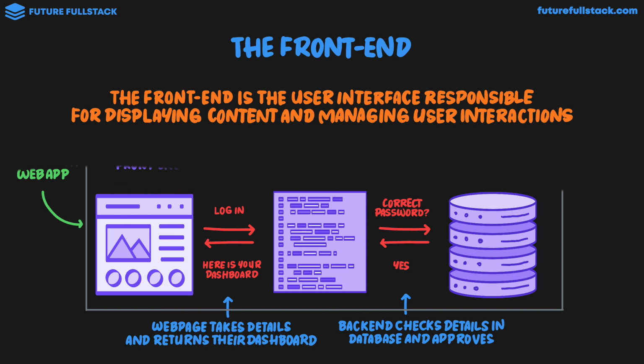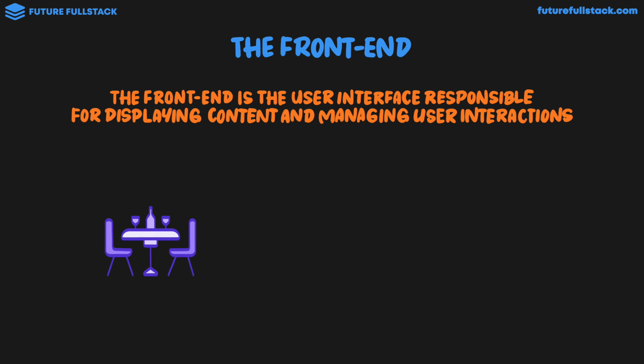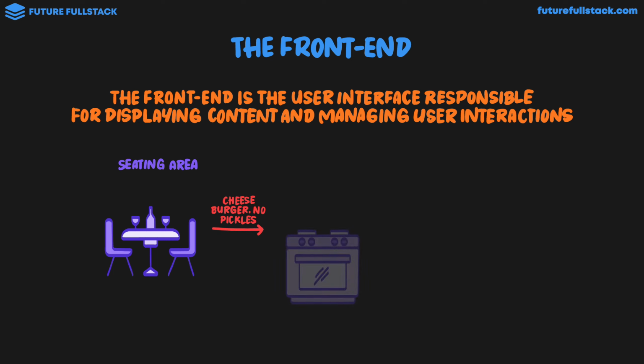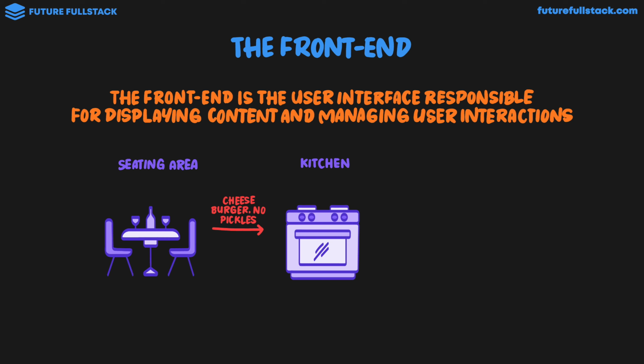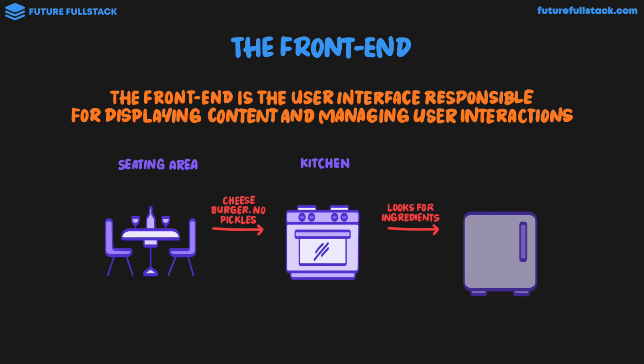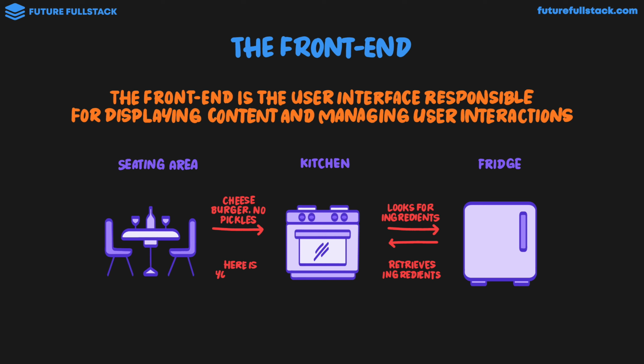Back to our restaurant analogy. The front end is the seating area. It's where customers can request a meal with a waiter, in this specific case, a request of a cheeseburger with no pickles. The waiter will take this order to the kitchen, the back end, and the chef looks for the ingredients specific to the cheeseburger in the fridge, the database. The chef retrieves the ingredients, cooks them up in the kitchen, and will call the waiter when the meal is ready for the customer to eat.